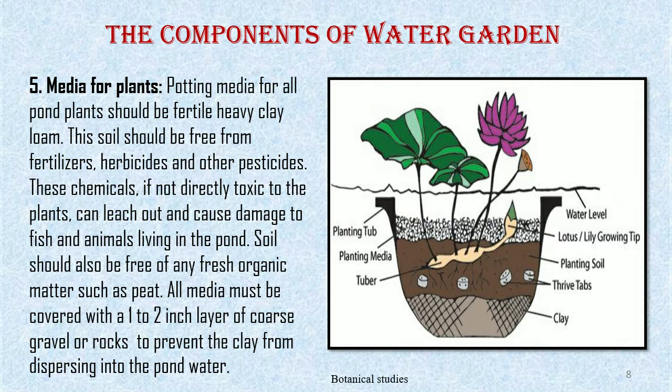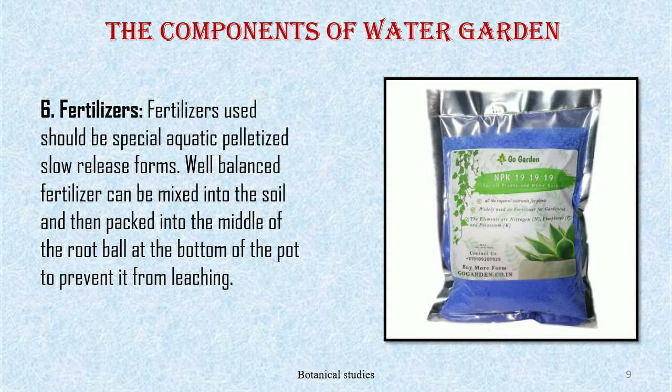All media must be covered with a 1 to 2 inch layer of coarse gravel or rock to prevent the clay from disappearing into the pond water. Sixth, fertilizers. Fertilizer used should be special aquatic pelletized slow release forms. Well balanced fertilizers can be mixed into the soil and then packed into the middle of the root ball at the bottom of the pot to prevent it from leaching.